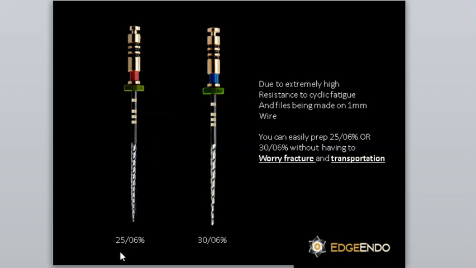Now I am able to do 25 6%, 36 even in the curved canals. This is mainly due to the cyclic fatigue resistance of these files, and you don't have to worry about fracture or the instrumentation. Now let's look at the complete shaping video for how to use these particular files.